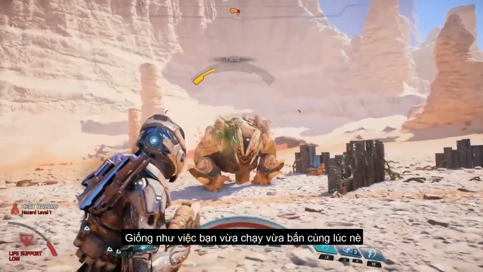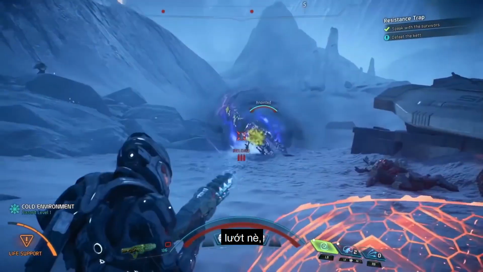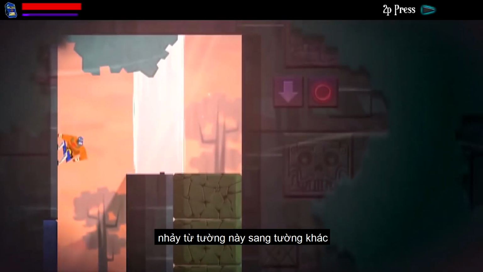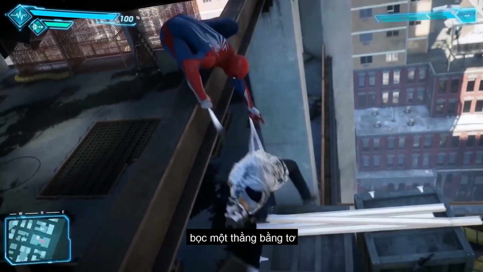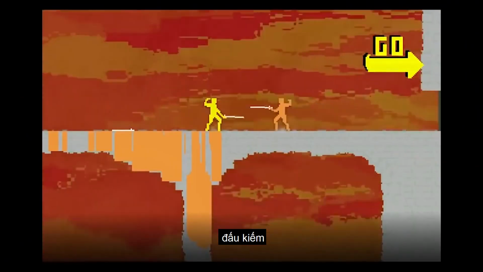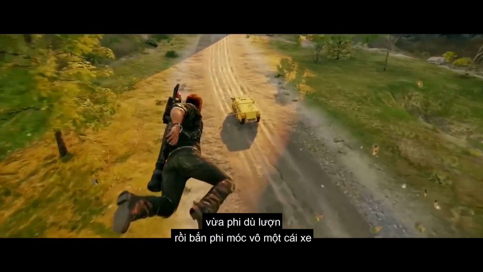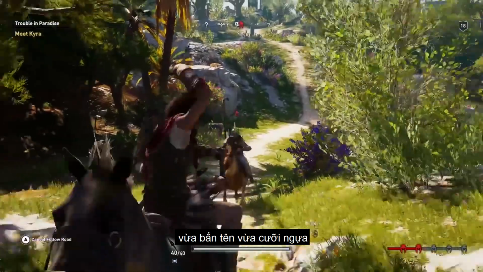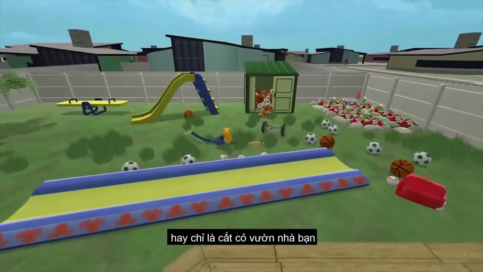Yeah, like you could be running and shooting at the same time, sliding, reloading, jumping from wall to wall, throwing a barrel, cocooning someone, slapping someone with a fish, sword fighting, paragliding while grapple hooking to a car, firing your pistols while doing a flip, shooting arrows while riding a horse, or even just mowing your lawn.